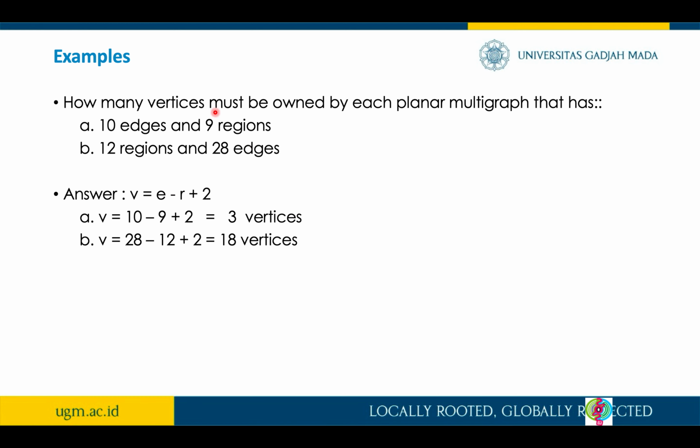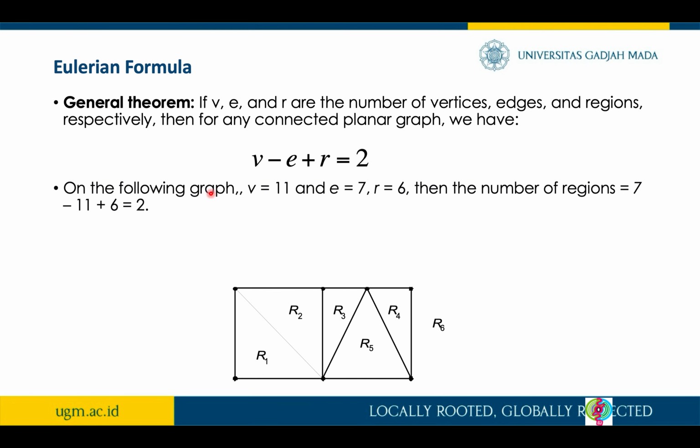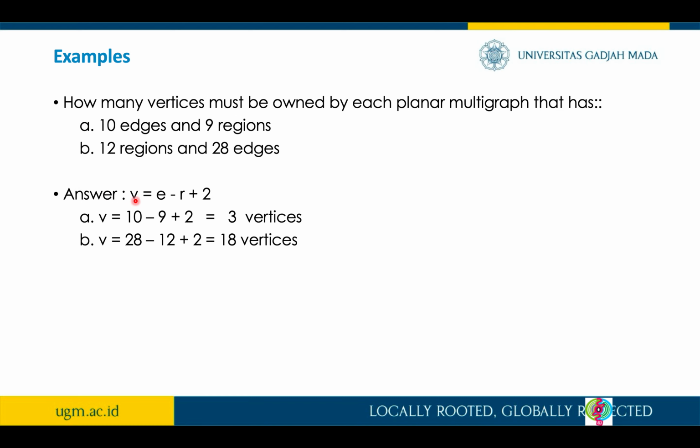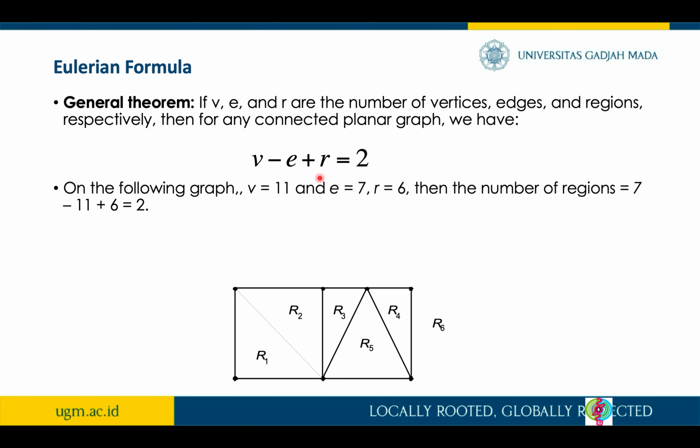So we have these questions. How many vertices must be owned by each planar multigraph that has 10 edges and 9 regions, and then 12 regions and 28 edges? We use this formula, which is based on V minus E plus R equals 2. So V equals E minus R plus 2.